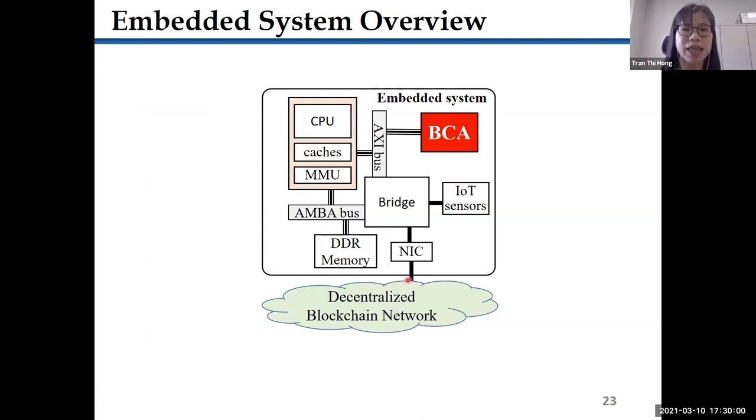But firstly, let's look at the overview of our architecture when it's used in an embedded system. We have an embedded system here. You can use our BCA by connecting it with an ASI bus interface. And the embedded system can connect with the blockchain network via the network interface connector like this.